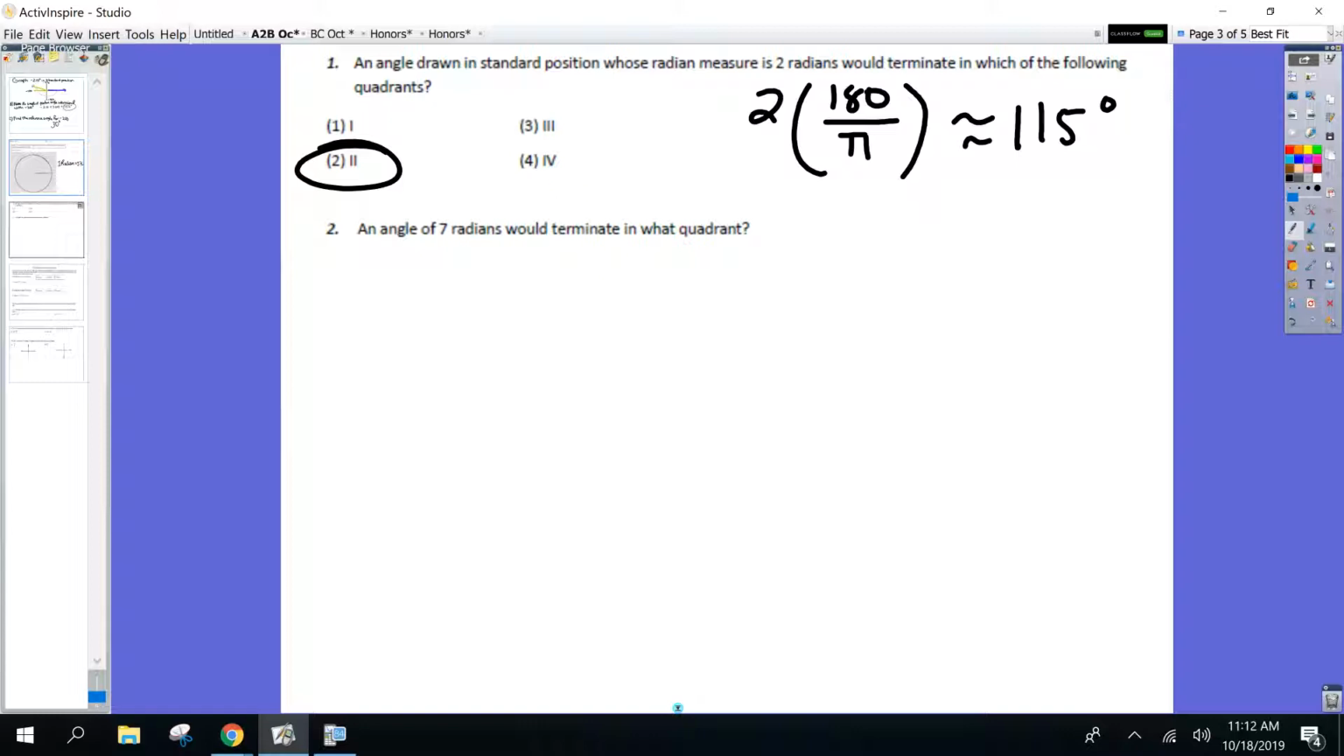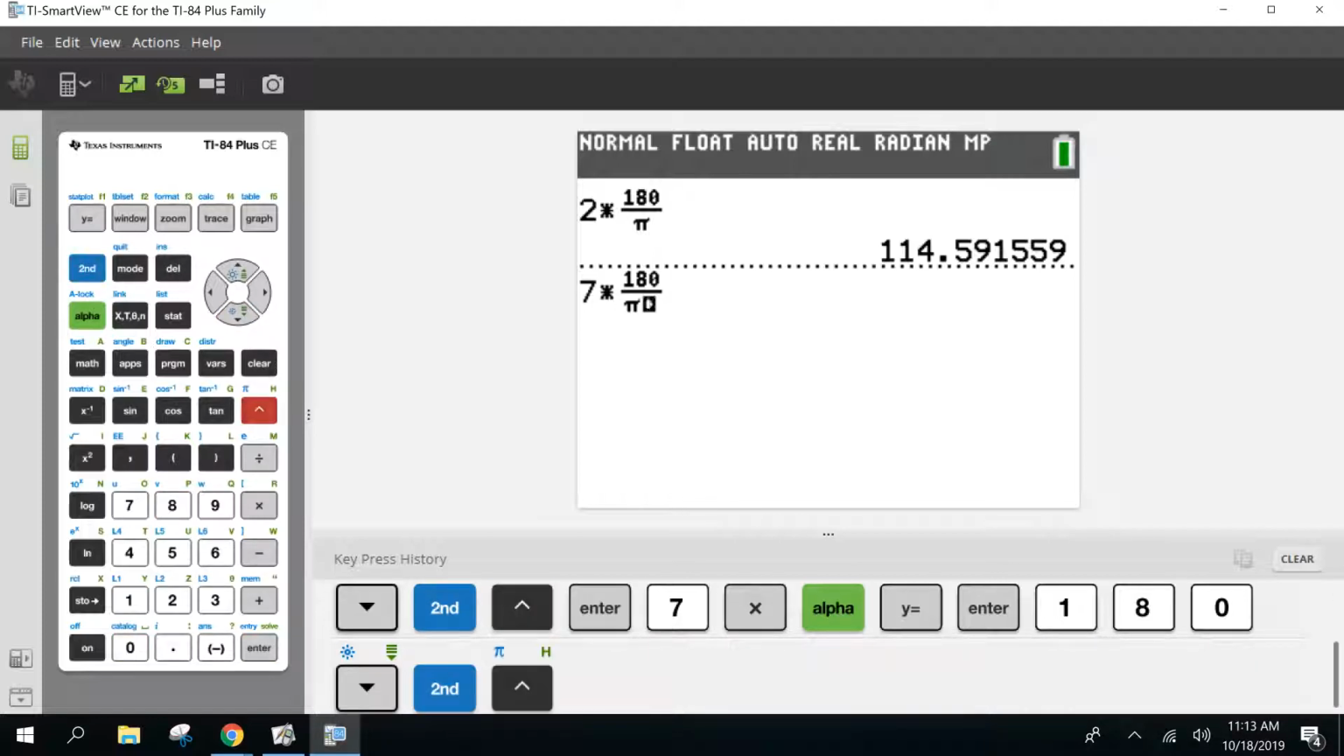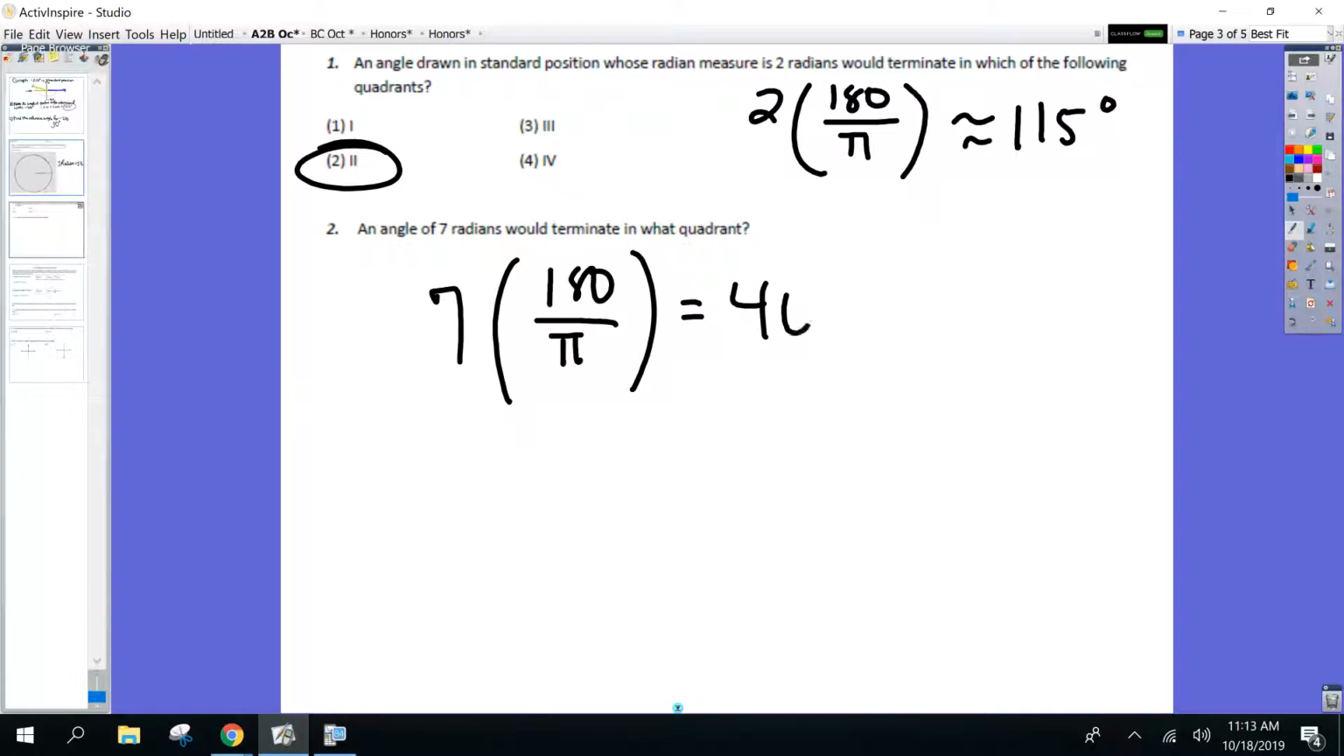7 radians. I'm still going to multiply it by what? 180 over pi, because that's my conversion, about 57.3 degrees. So 7 times 180 over pi. Ooh, 401. Got to go around again, huh? Quadrant 1. Yep. All right, not too bad yet. Not too bad, just dipping your toe in.